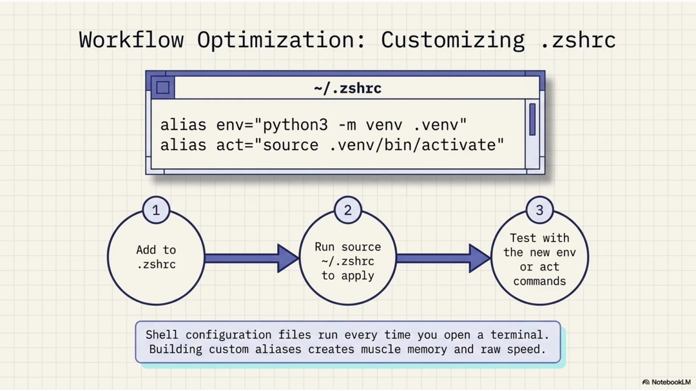This slide shows how to eliminate the two most repetitive commands in your Python workflow using shell aliases. Add 2 lines to the .zshrc. Alias env is equal to python3 -m venv .venv, and the alias act is source .venv/bin/activate. Now, instead of typing the full command every time, you simply type env to create a virtual environment and act to activate it.